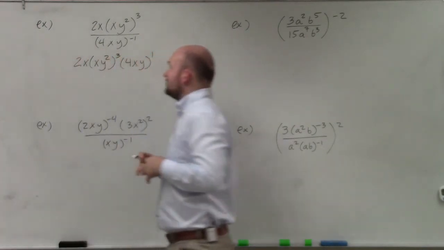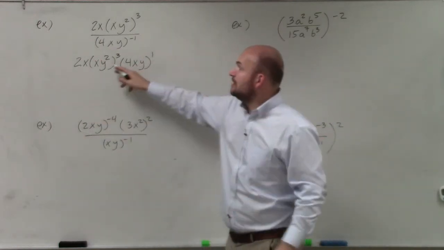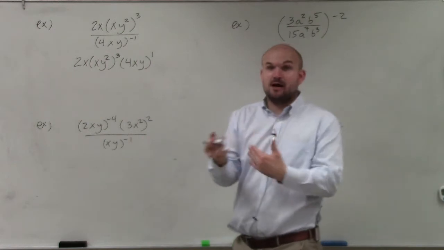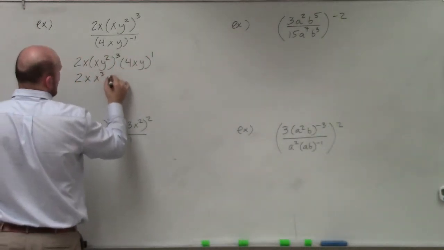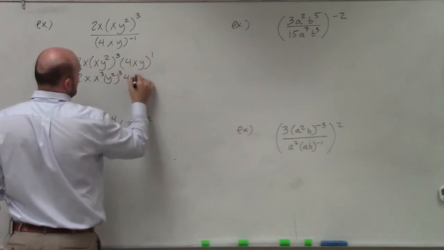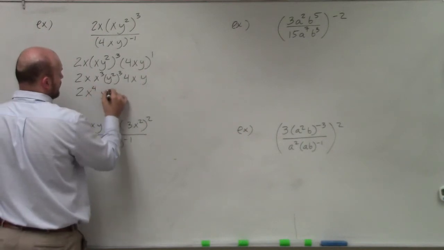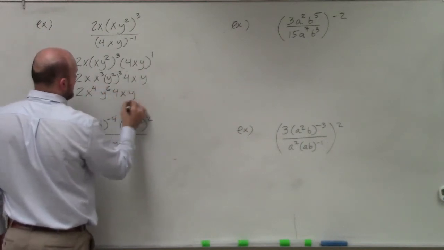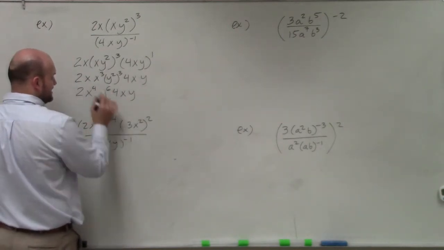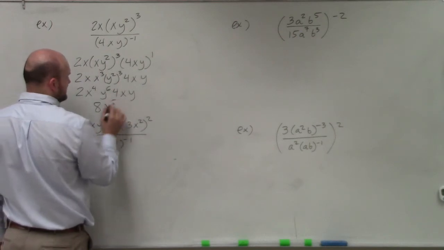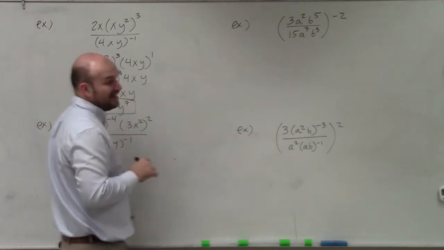However, I do see I have xy squared raised to the third power. Notice the 2x is not inside, so I'm not going to be raising that to the third power. But the xy squared is, so by using the power to product rule, I need to rewrite this as 2x, x cubed, y squared, cubed, and then times 4xy, which I can simplify into 2x to the fourth, y to the sixth, times 4xy. Now moving my terms around, I can multiply 2 times 4, which gives me 8. x to the fourth times x is x to the fifth. y to the sixth times y is y to the seventh. So that would be my simplified term.